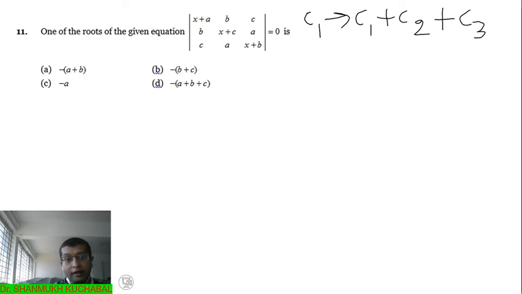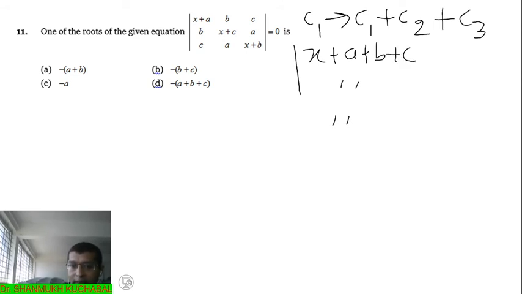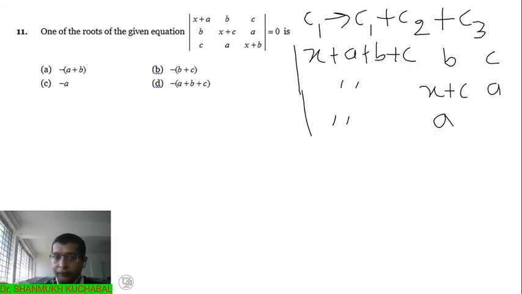So it is everywhere x plus a plus b plus c, everywhere it is available, so I am taking column 1 changes to column 1 plus column 2 plus column 3 here, right? So we get x plus a plus b plus c. Similarly here also the same quantity, right? Then b, x plus c, a, x plus b, right? This is equal to 0.